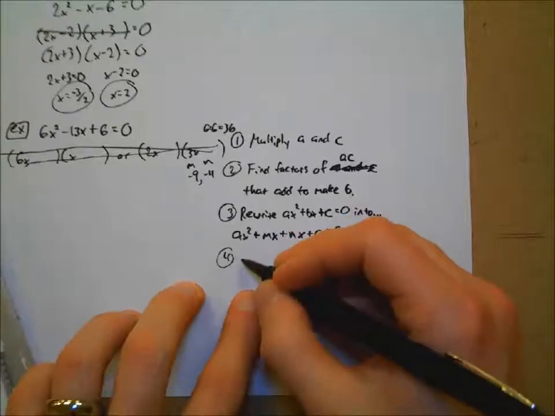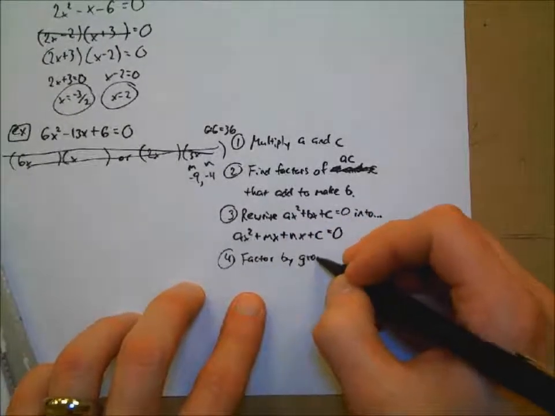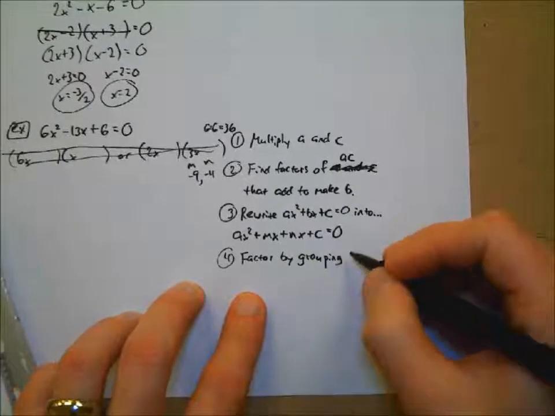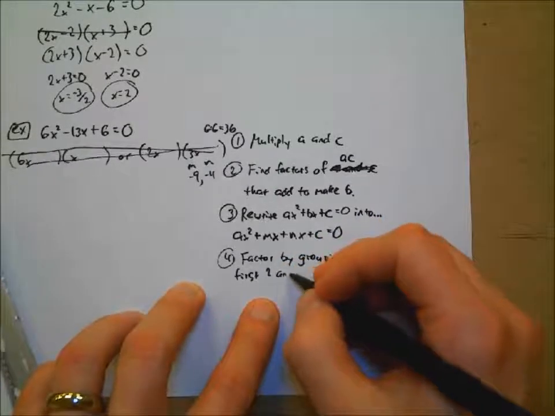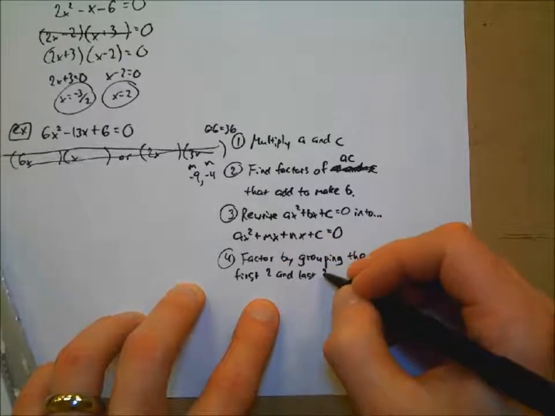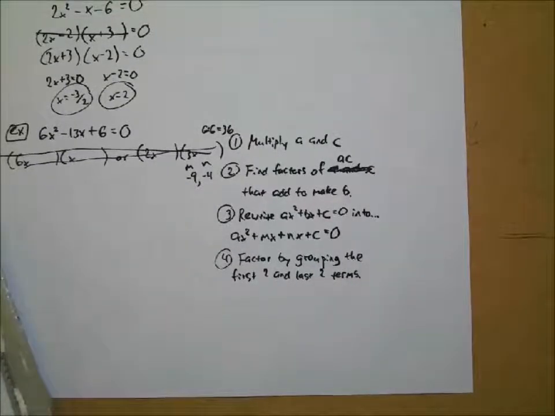And then we'll factor by grouping the first two and last two terms. Okay, so I'll show you what I mean by that here in just a second. Again, this is one method. The steps I think are harder to understand than actually just seeing it be done, but there it is written out at least. This is one method. You might have a different method that you prefer.